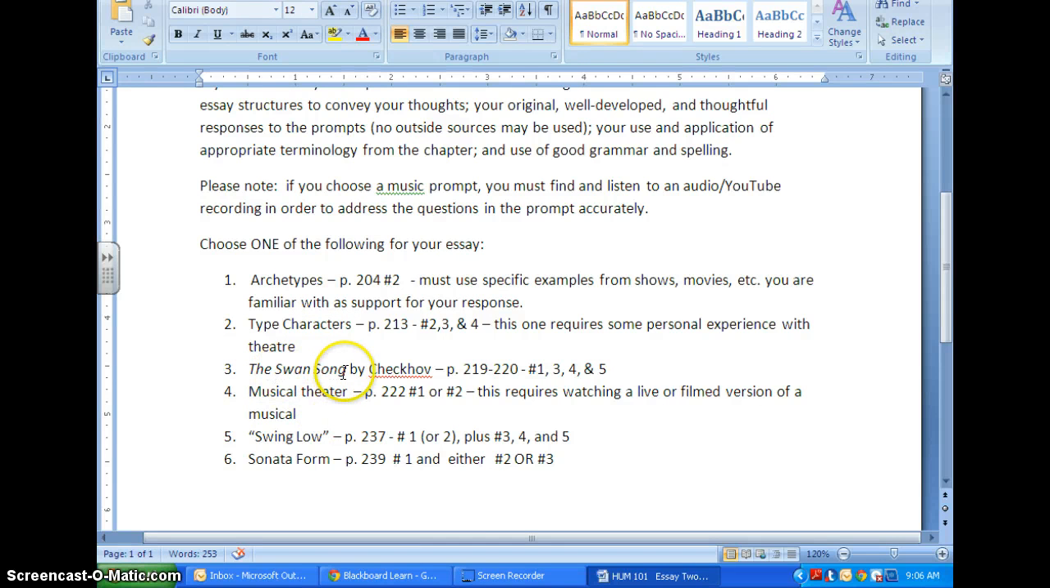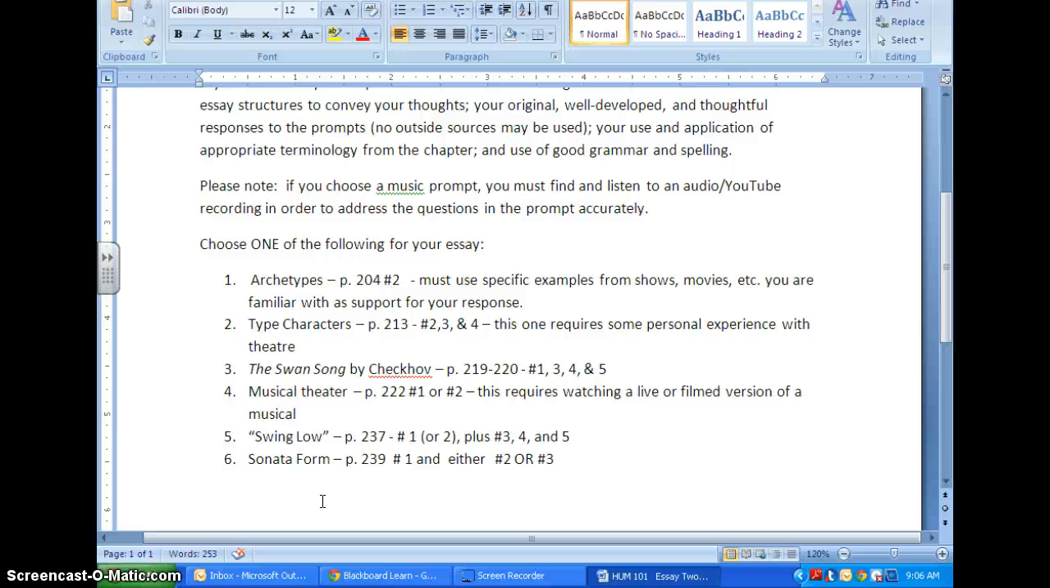The Swan Song is the play that we have in our textbook by Chekhov, so everybody has access to that. You read the play and then answer 1, 3, 4, and 5 about that play, which is in your textbook. So everybody can do that one. Musical theater, either question 1 or question 2, because it goes into some depth. Plus, this is going to require watching a live or filmed version of a musical, so the time element is a little higher with this one. You got to make sure that it qualifies as musical theater.